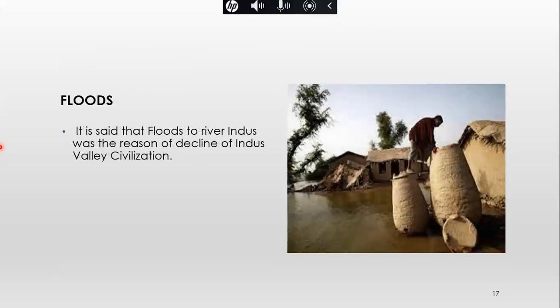So the second point, as we have already discussed, was the flood. It is said that floods in the River Indus were the reason for the decline of the Indus Valley civilization. Another disastrous change in the Harappan climate might have been the eastward moving monsoons, or winds that bring heavy rains. Monsoons can be both helpful and harmful to a climate, depending on whether they support or destroy vegetation and agriculture. So maybe the excess rainfall caused flooding, and that destroyed the vegetation and agriculture.